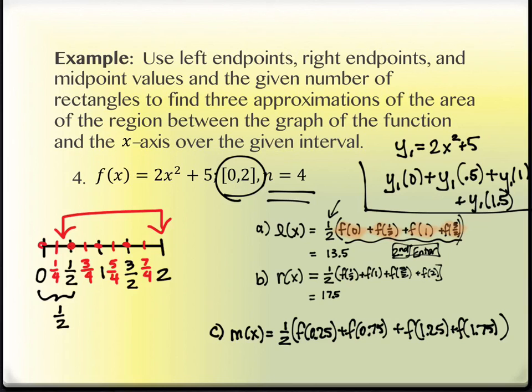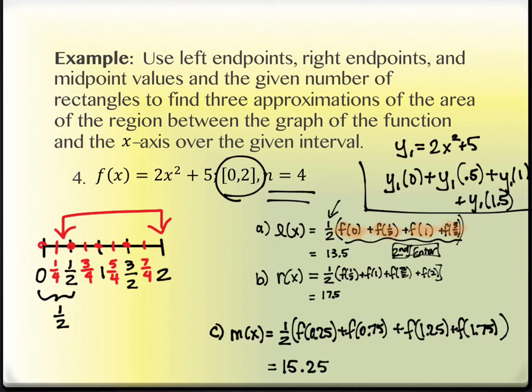Again, the reason that this is also less friendly is because I can't utilize the previous entry in the calculator like I did between parts A and B. I have to actually enter it by hand again. So I'm entering y1 of 0.25 plus y1 of 0.75 plus y1 of 1.25 plus y1 of 1.75. Hit enter and divide by 2. And if I do, I'm going to get 15.25.